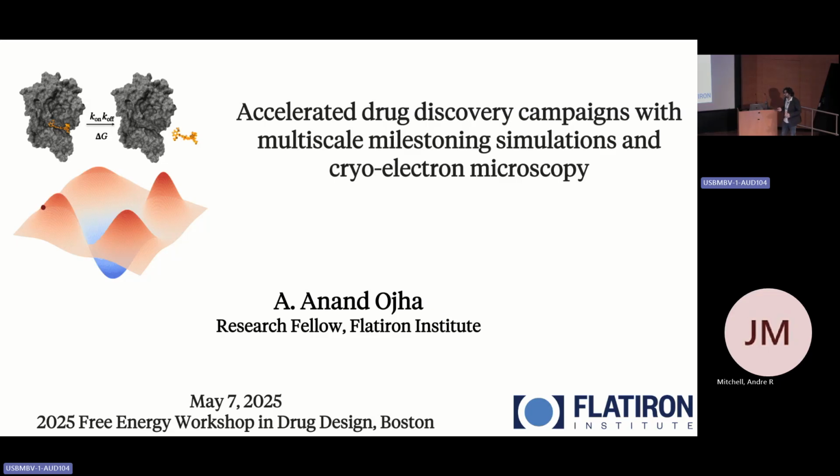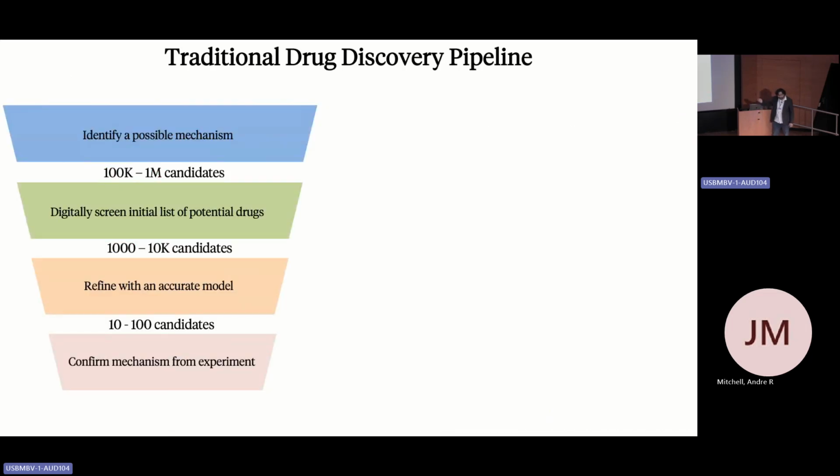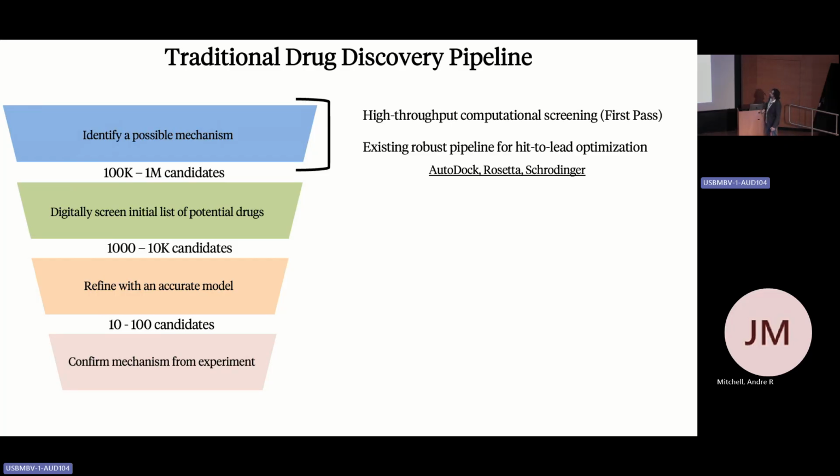Today, I'm going to talk about some of the drug discovery campaigns we have been doing over the past 7 to 10 years, and what the current state of research is when we try to merge molecular dynamic simulations with electron microscopy. I don't need to talk about the traditional drug discovery pipeline. We are all very familiar with this. What I want to say here is that the first stage is the high throughput computational screening. It's the first pass, and we have very robust pipelines already there for hit to lead optimization.